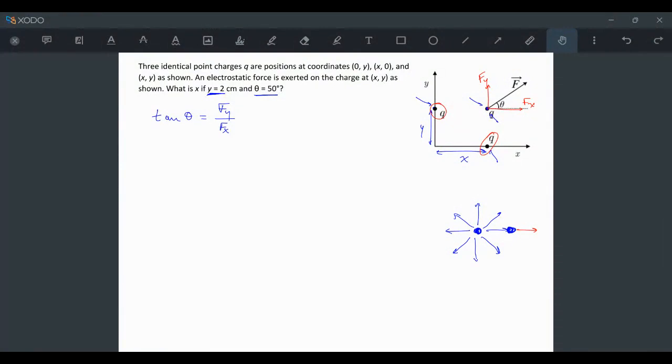So what are Fy and Fx? They come about from Coulomb's law, due to the interaction of this charge here with the two particles we've been talking about. So let's clean this diagram up a tiny bit and maybe shift these x and y labels to somewhere more meaningful. Okay, so let's do Fy first. That's the force in the y direction. It's due to the separation between these two charges, and this distance is y.